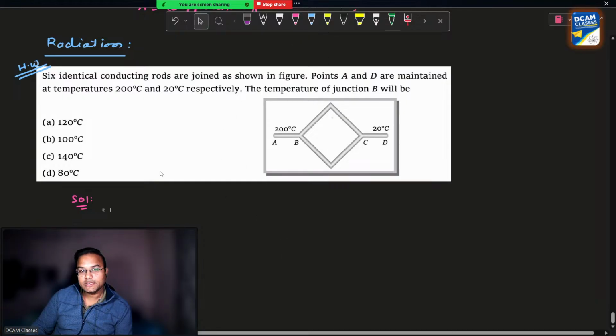You will never see this anywhere. "6 identical conducting rods are joined as shown in the figure." This question, have you done it? Sir, I'm doing it.